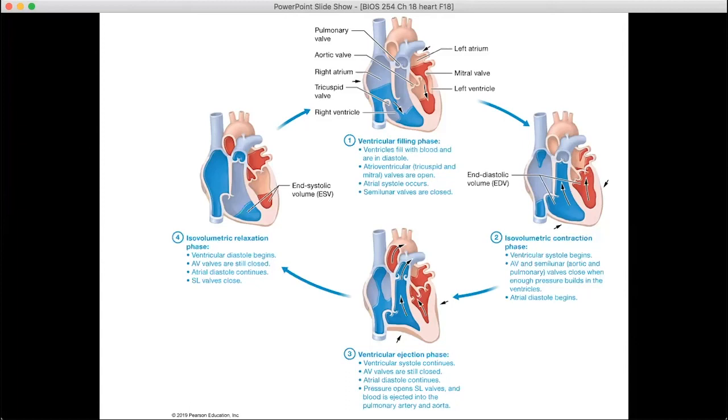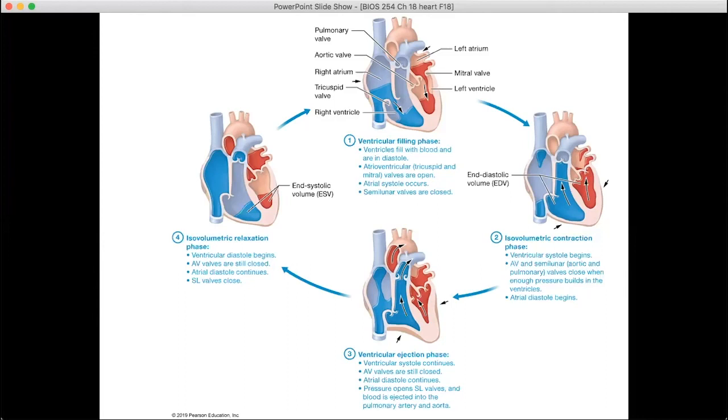And then the atria contract, and this is due to the SA node firing. And when they contract, they push the remaining 20% of the blood from the atria into the ventricles. Pay attention to the position of the valves. The AV valves are open, but the semilunar valves, notice, are closed.